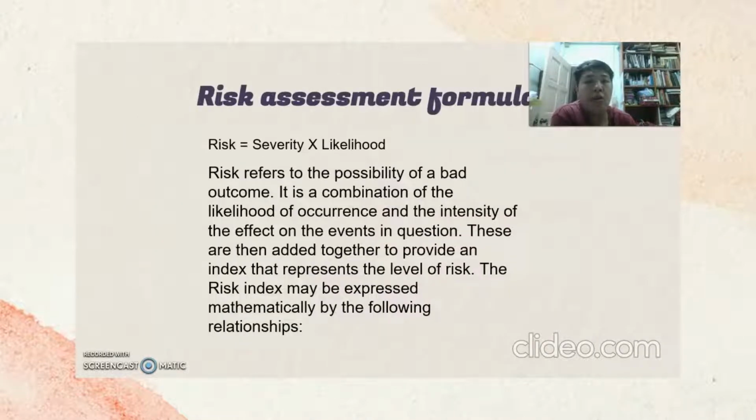Right, so what is the risk assessment formula? The risk assessment formula is severity multiplied by likelihood. Risk refers to the possibility of a bad outcome. So it's a combination of the likelihood of occurrence and the intensity of the effect on the event in question.